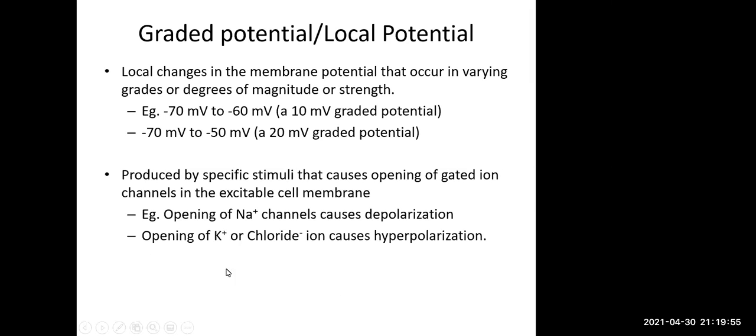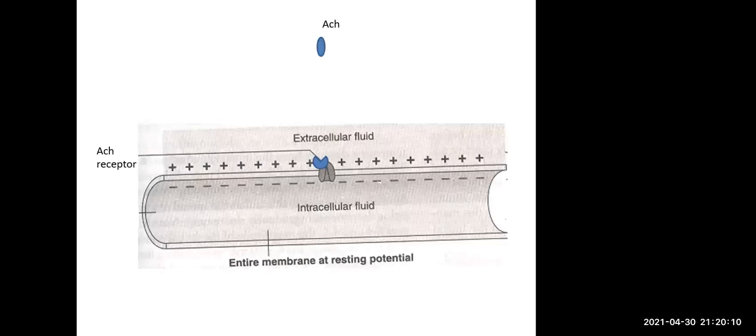If there is opening of potassium or chloride channels, then that will cause hyperpolarization. There will be a downward deflection. You can find out. So a graded potential will travel a shorter distance and then it will die out. So this is what happens during a graded potential.